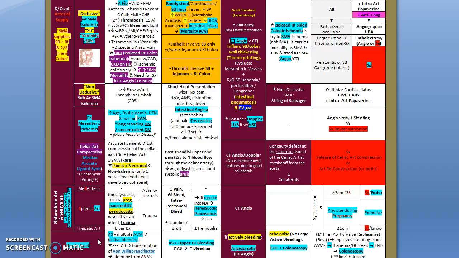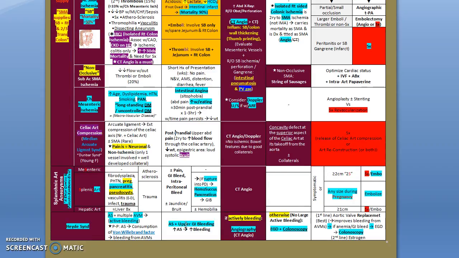The last thing we're going to talk about is this syndrome full of German names. It's called Heyde syndrome, and the other German name is von Willebrand factor. Actually, it's a form of GI bleeding that occurs in patients who have aortic stenosis, along with multiple AVMs. The pathophysiology of this phenomenon is that the aortic stenosis leads to consumption of the von Willebrand factor, leading to bleeding from the AVMs.